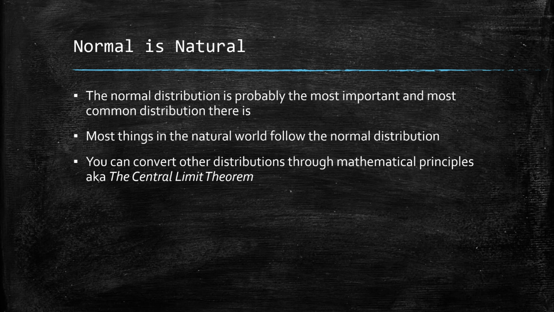And the most important thing is you can convert these other distributions through mathematical principles, aka the central limit theorem. We won't cover how that works here. The central limit theorem states that the distribution of the sample means follows a normal distribution, which sounds like a bunch of gobbledygook right now, but it's very powerful in the sense that no matter what you have, you can make something normal. And by making something normal, you can then leverage the properties of a normal distribution.